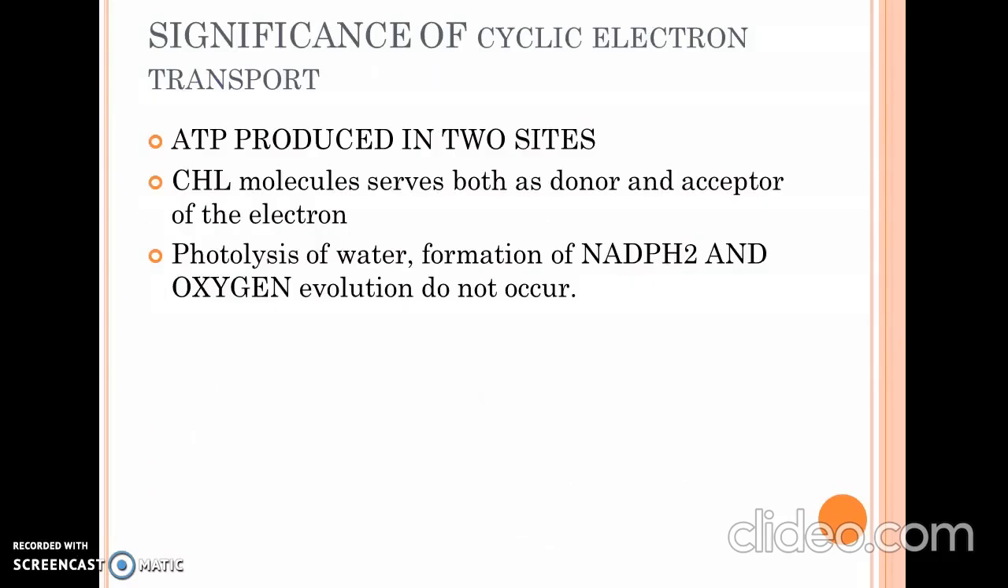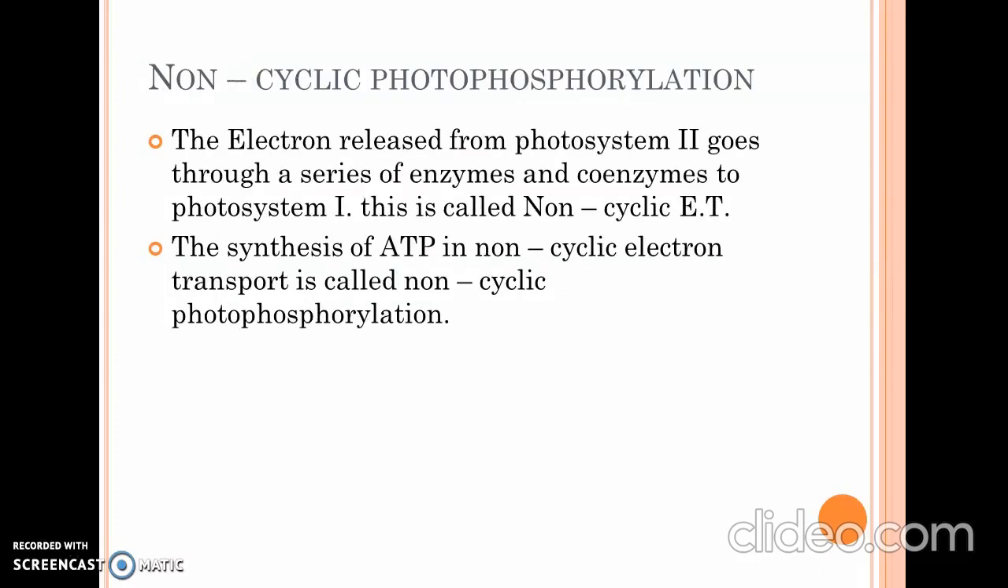The significance of this cyclic photophosphorylation is that here ATP is produced at two sites. The chlorophyll molecules act both as a donor and the acceptor of the electrons, and in this process no photolysis occurs, no NADPH2 is released, only ATP molecules are released. Coming to the non-cyclic photophosphorylation.